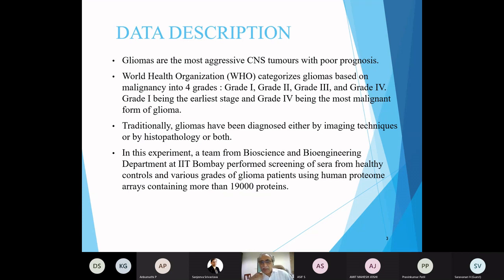In this experiment, a team from the Bioscience and Bioengineering Department at IIT Bombay performed screening of sera from healthy controls and various grades of glioma patients using human proteome arrays containing more than 19,000 proteins. Okay. So let's note that the observations were made on 19,000 proteins corresponding to each patient.